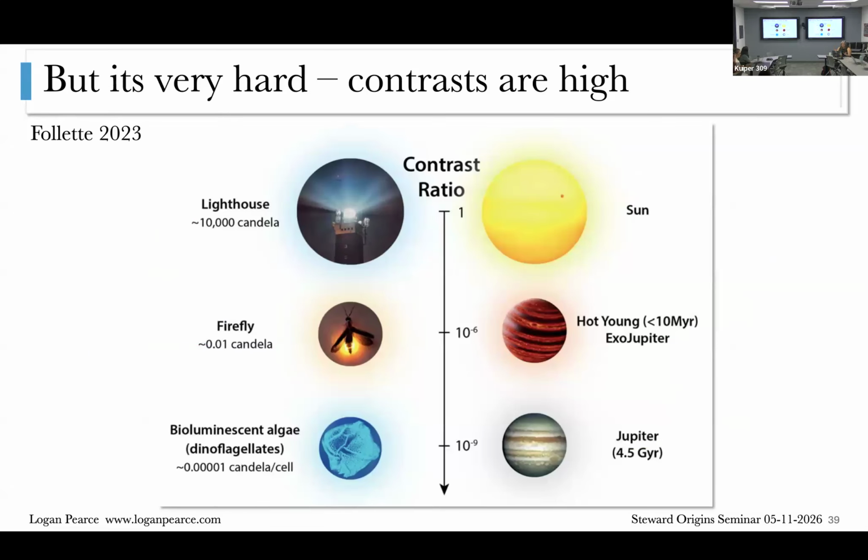So it's promising, it's great technology. It's one of the ways forward for direct imaging and exoplanet characterization, but it's very hard because contrasts are high. This is a classic illustration from Kate Follett's review paper in 2023. If you think of the star like a lighthouse light, then the reflected light contrast, that trying to see Jupiter in reflected light is something on the order of 10 to the minus 9 ratio. So this is 1 billion times fainter than the host star, which is like bioluminescent algae compared to a lighthouse light. So this is the kind of contrast that we're talking about here.